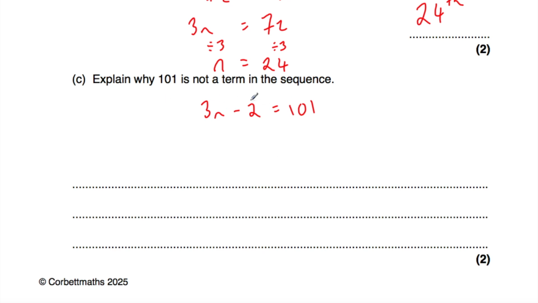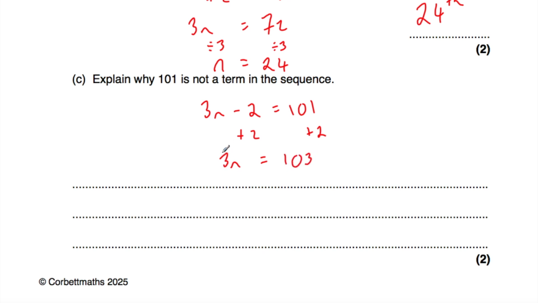So if we want to solve this equation, again, we'll want to get rid of this minus 2, and then we'll want to get rid of this multiplied by 3. So to get rid of this minus 2, we're going to do the inverse, which is add 2 to both sides of the equation. So on the left-hand side of the equation, we had 3n minus 2. We're adding 2 to get rid of the minus 2, so we'd just be left with 3n. And then on the right-hand side of the equation, we had 101. We're adding 2, so that'd be 103.